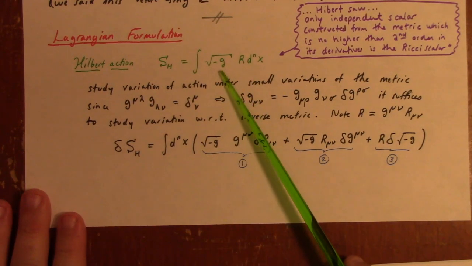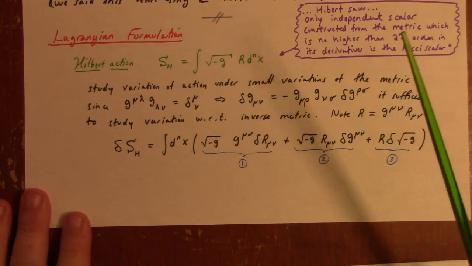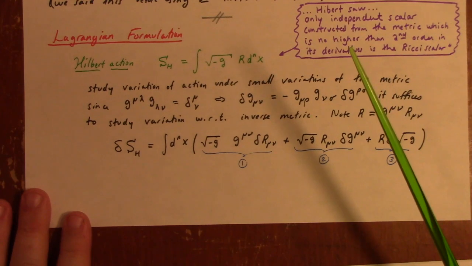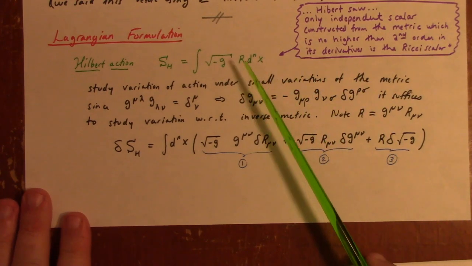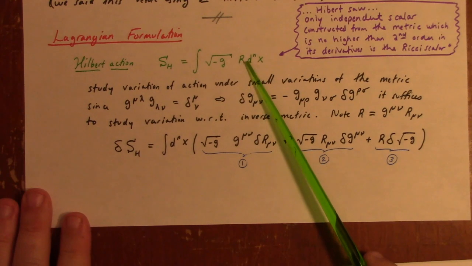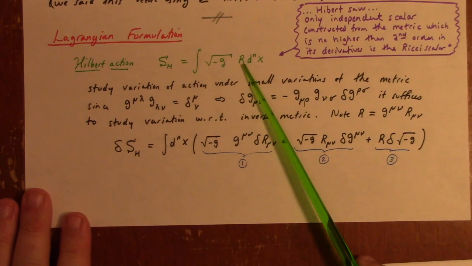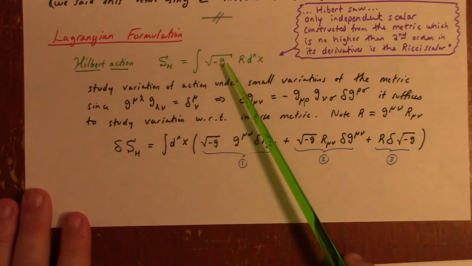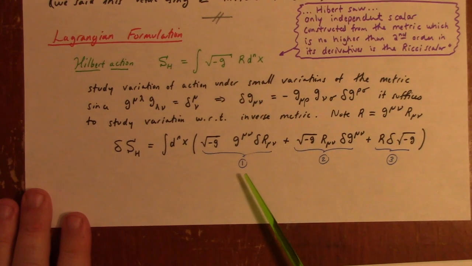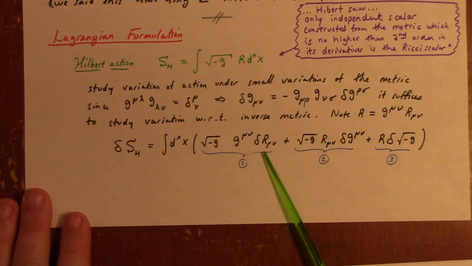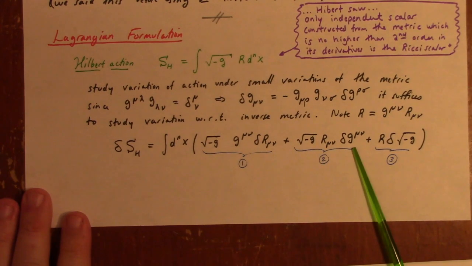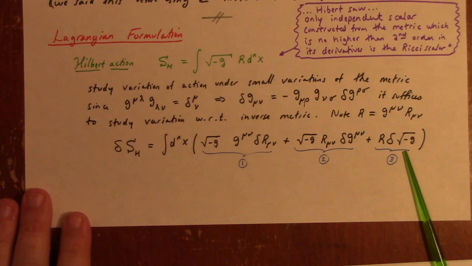Goodness, why do I have three things? Well, because remember the Ricci scalar is the contraction of the inverse metric against the Ricci tensor. This R is g upper mu nu contracted against R lower mu nu. So there's really a product of three things here, and you get a triple product rule. You get the variation of the Ricci tensor, the variation of the inverse metric, and of course the variation of the square root of minus the determinant of the metric.